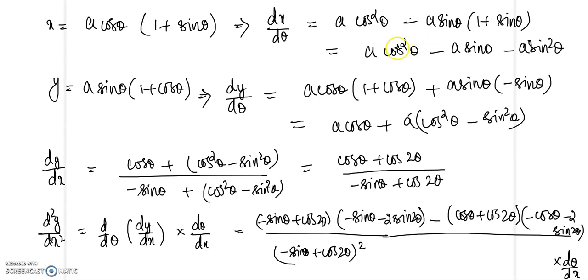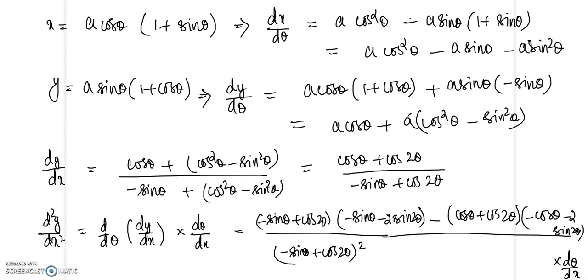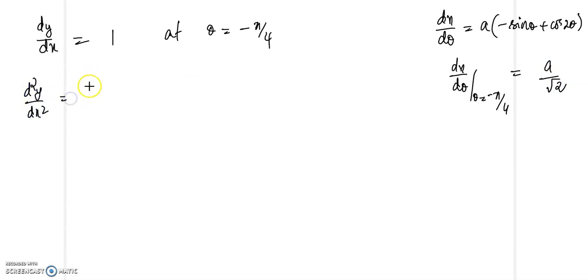And again we want d theta by dx also. Dx by d theta, so dx by d theta is a into minus sin theta plus cos 2 theta. So dx by d theta at theta equal to minus pi by 4, this is 0, so we will get a by root 2. So d square y by dx square, let us evaluate them.